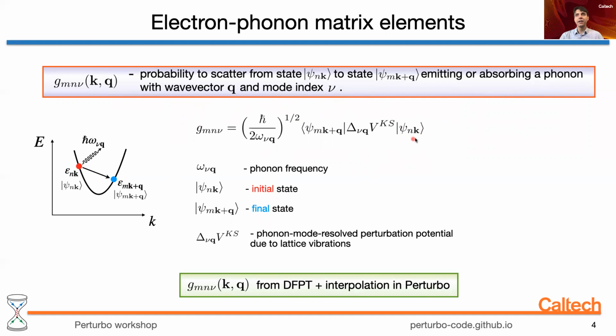So we have the initial state psi nk, we have the final state psi mk+q, and for the operator we have the phonon mode resolved perturbation potential due to the lattice vibrations. And in Perturbo we first calculate this electron-phonon matrix element on a coarse grid from DFPT, and then we perform a very efficient interpolation on fine grids in Perturbo. Okay. So now, in order to derive the electron Boltzmann transport equation, let us consider in detail these scattering processes.